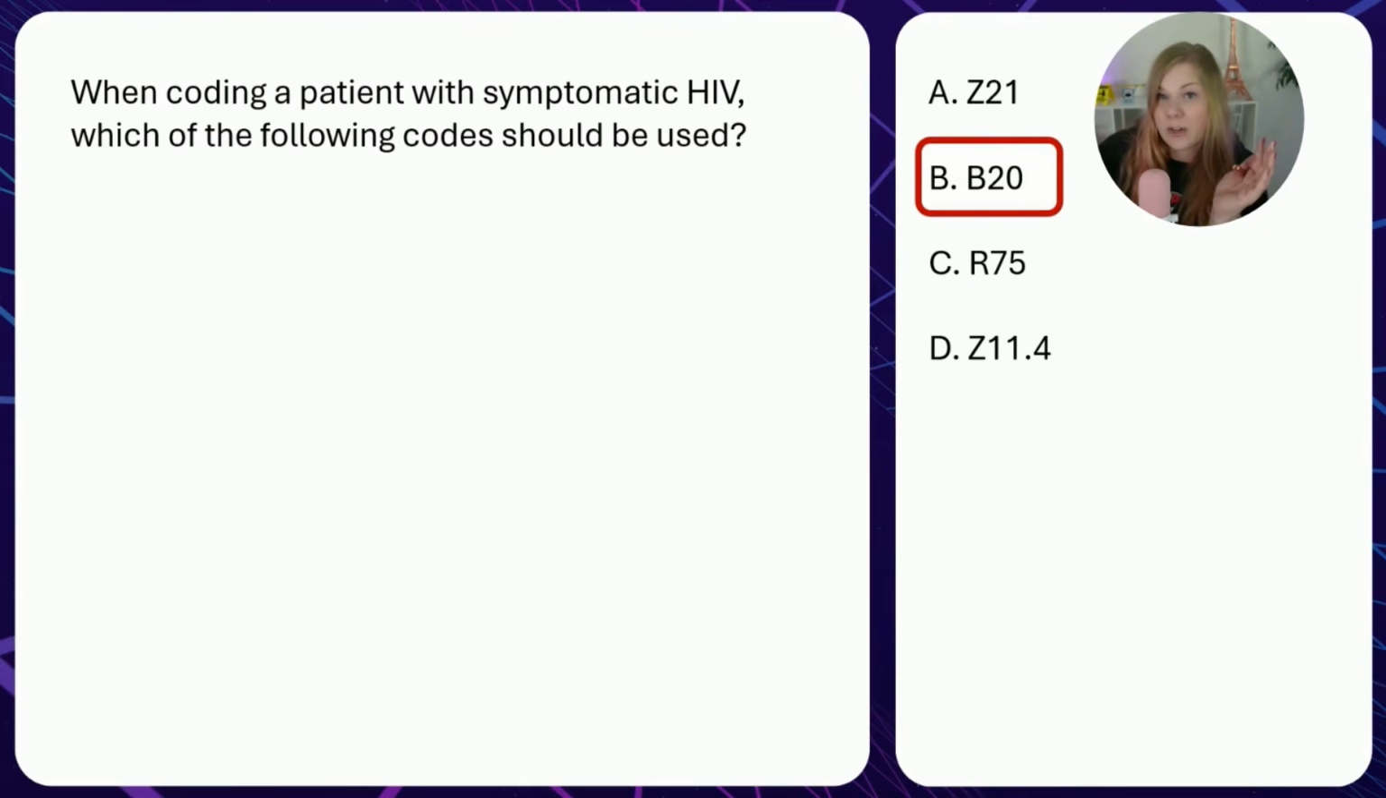B20 is the correct code for symptomatic HIV. The Z21 is our asymptomatic. R75 is for inconclusive lab evidence. Z11 is for encounters related to screening for HIV, but not confirmed symptomatic cases.